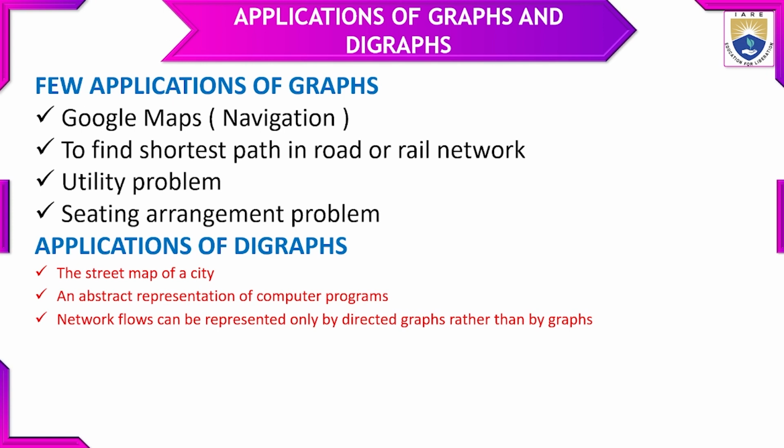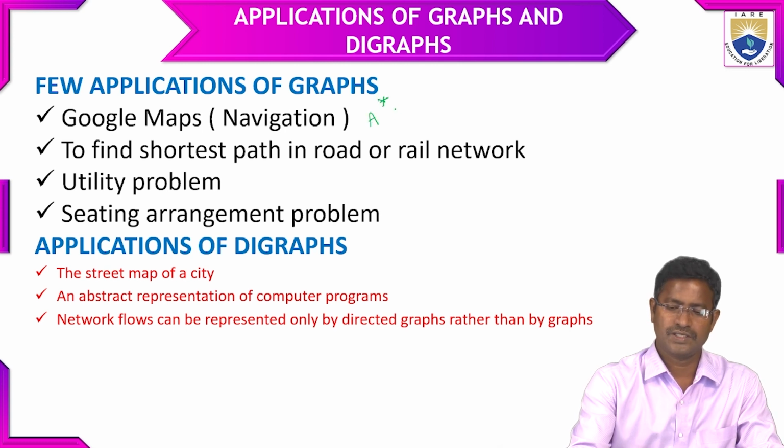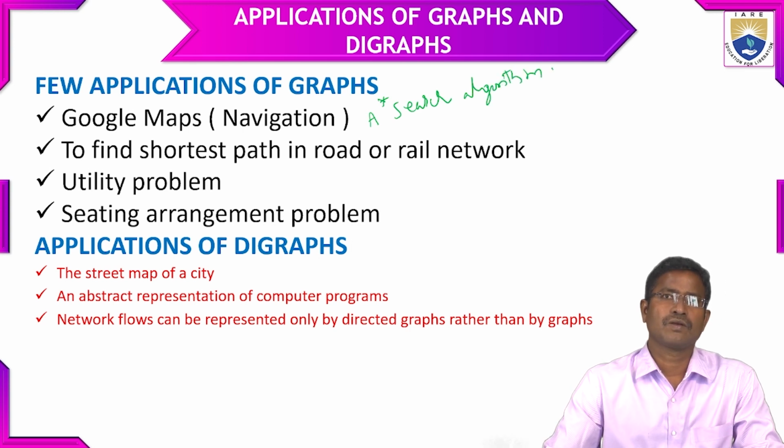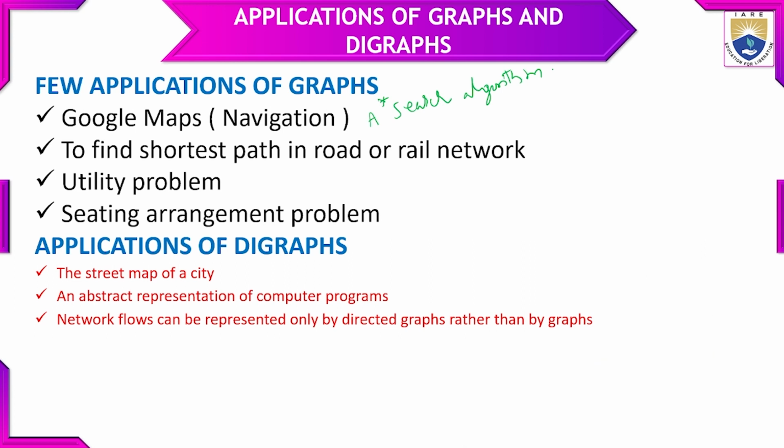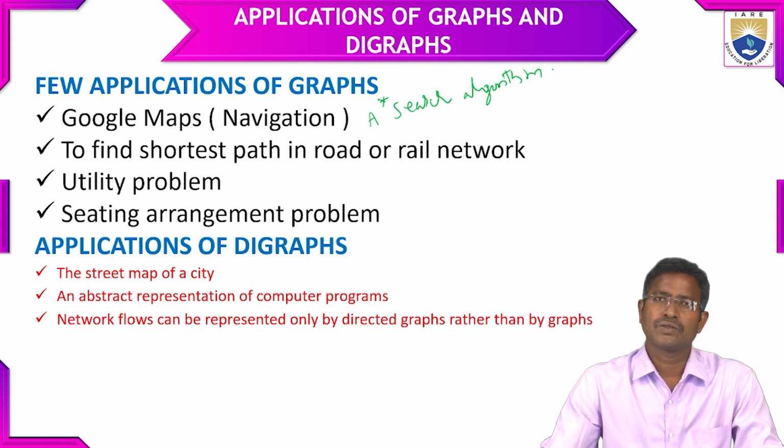And see here, some of the algorithms we are using: the A star search algorithm. The A star search algorithm is used for Google Maps. Dijkstra's algorithm is there, that is for the single source shortest path problem, as well as Bellman-Ford, right? Johnson's algorithm, Warshall. So many algorithms are there, right? And the next application is finding the shortest path in a road or rail network.